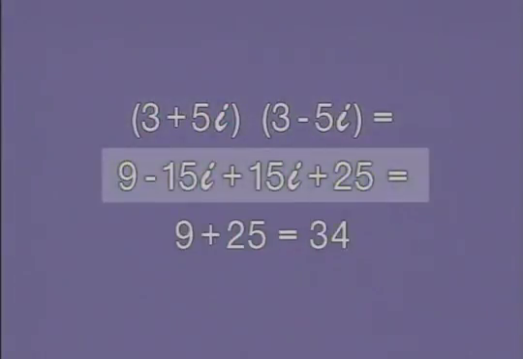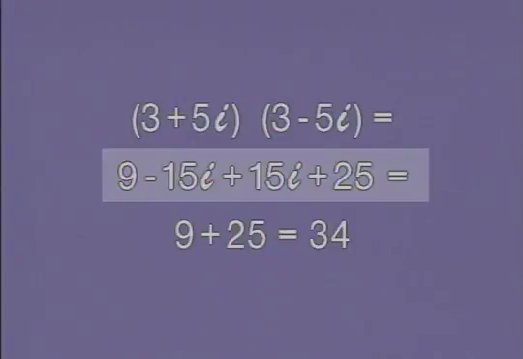The second line, which is highlighted, shows us that 3 times 3 is 9. 3 times negative 5i is negative 15i. Positive 5i times 3 is positive 15i. And 5i times negative 5i is positive 25. We've kind of skipped a step. It really is negative 25i squared, but negative 25i squared is a positive 25.